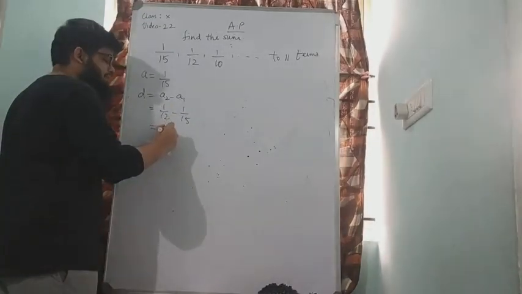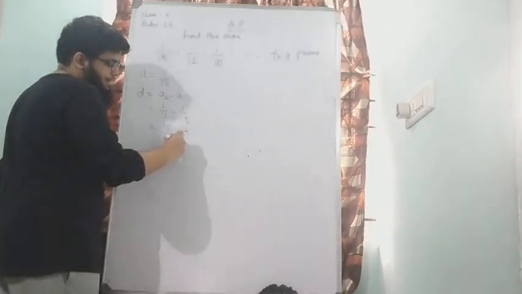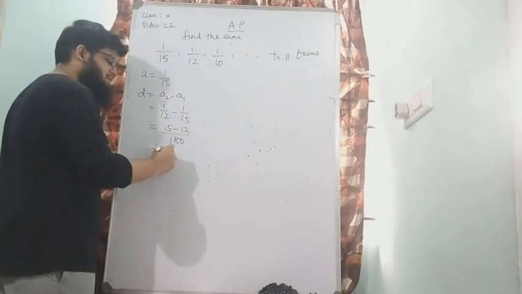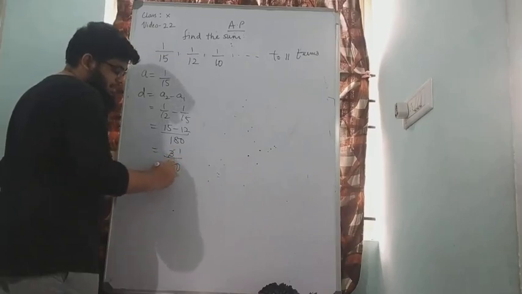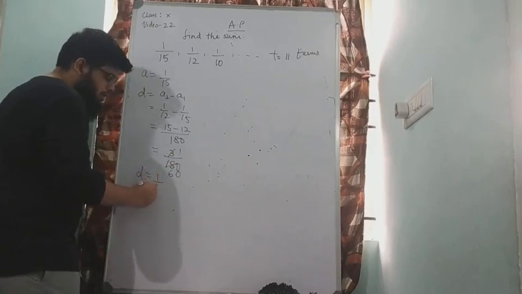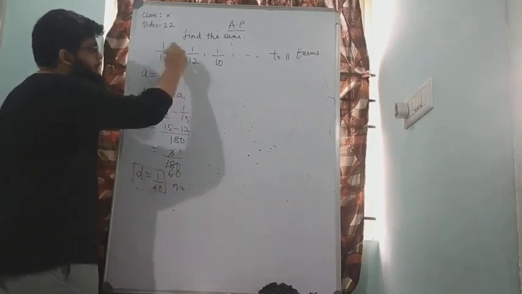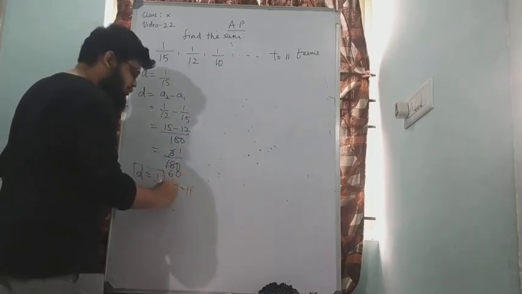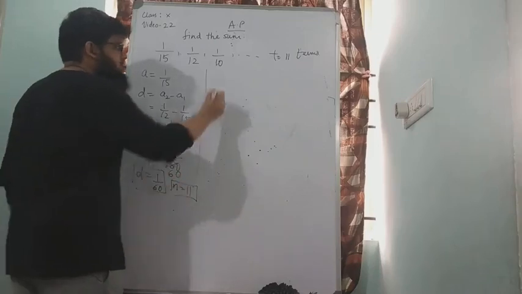So 15 ones are 15 minus 12 ones are 12, divided by 12 15s are 180. So 15 minus 12 is 3 divided by 180. And 3 ones are 3, 3 sixes are 18 and 0 as it is. So the value of d will be equal to 1 by 60. And the value of n is going to be 11 because you are supposed to find the sum of 11 terms. So let us make use of the formula.